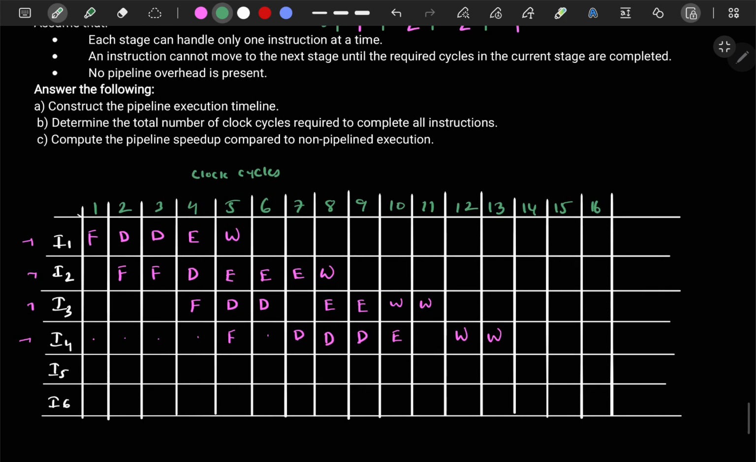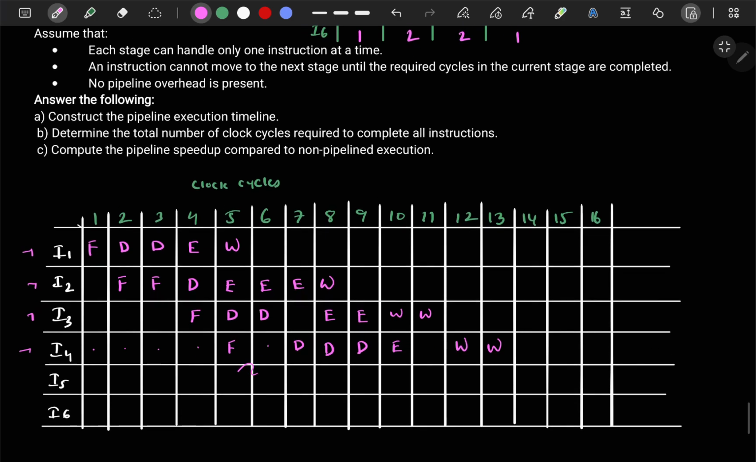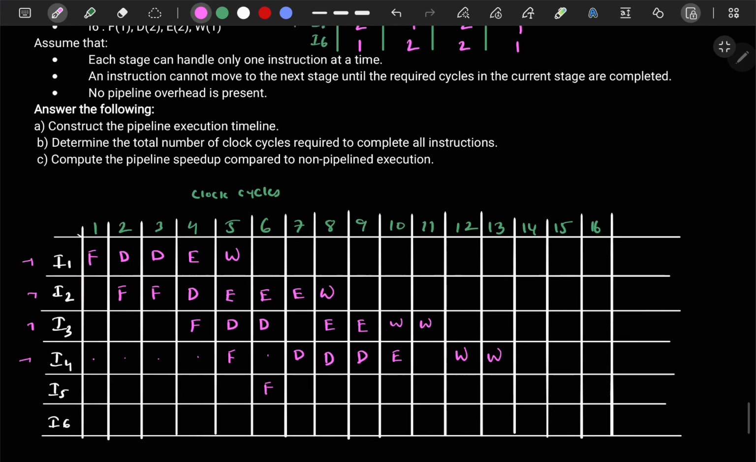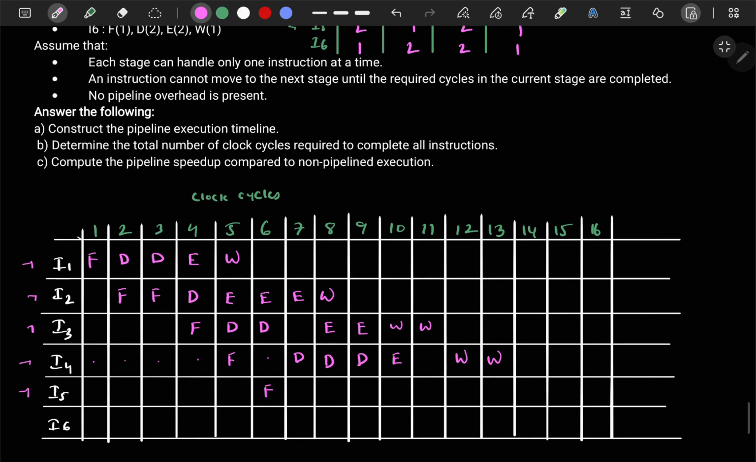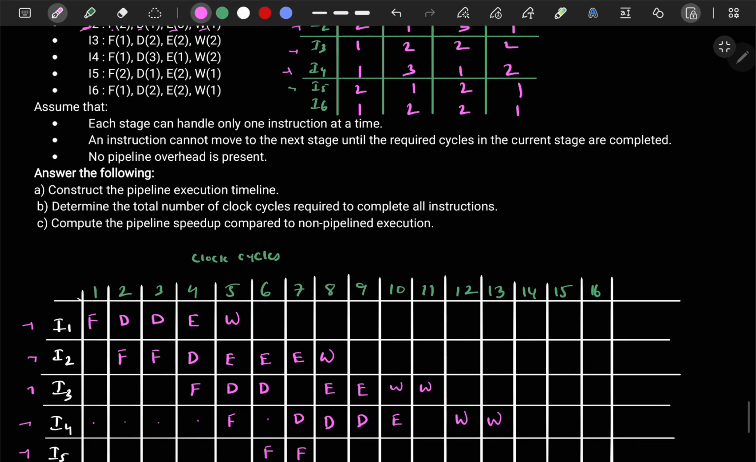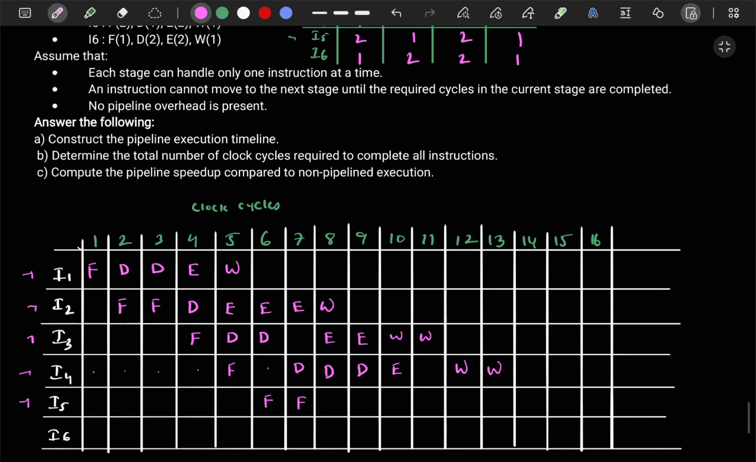I hope you understood. Now I am going a little bit fast. At I5, can I start fetch here? No, I can start fetch at the 6th clock cycle. It is fine for I5, and it is taking 2 clock cycles, so 2 times fetch. Then decode. For decode, it is taking 1 clock cycle.